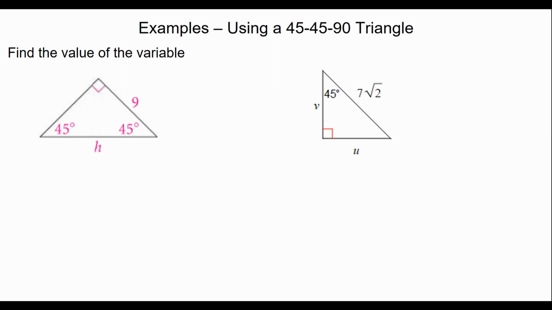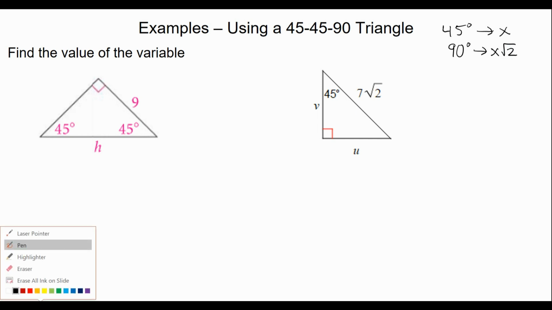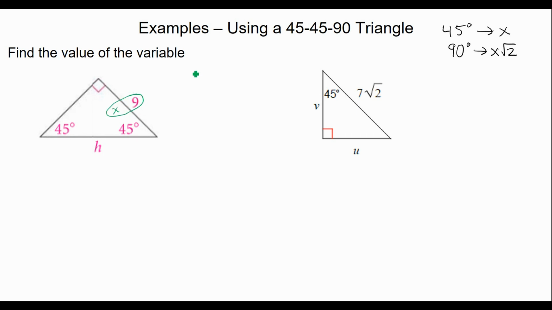Now, if we want to find the value of a variable, we know from the last slide that across from the 45 degree angle is x, and across from a 90 degree angle is x root 2. In the first example that we have, the 9 is across from the 45 degree angle, so this is considered to be x. So in this case, we can say that the value generally here is x equals 9.